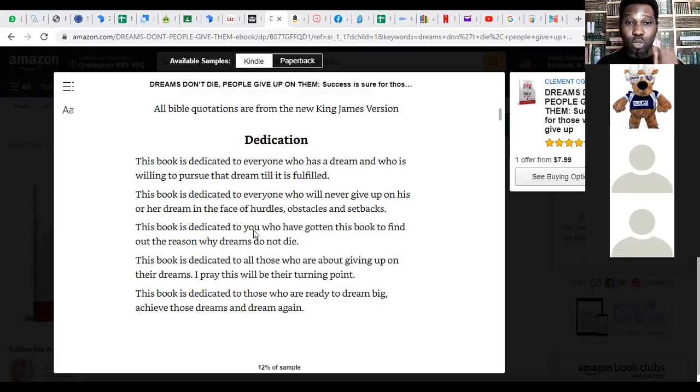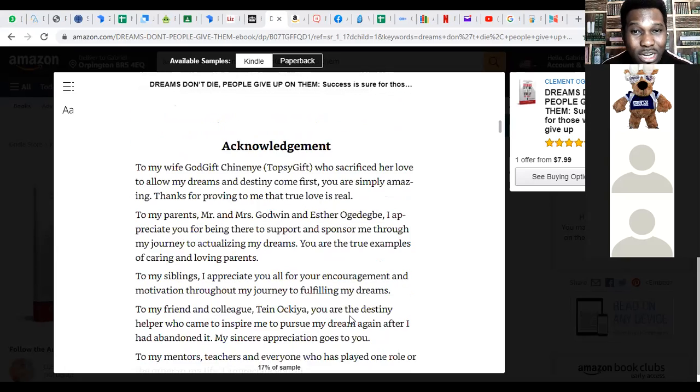Then this book is dedicated to you who have gotten this book. So you are the reader, the person reading the book now. I dedicate it to you. And then this book is dedicated to all those who are about giving up on their dreams. I pray this book will be a turning point for you. Then this book is dedicated to those who are ready to dream big, achieve those dreams, and dream again. So here, I'm not telling them thank you, right? But here, in acknowledgement, I'm telling them thank you. You get? So this is thank you.